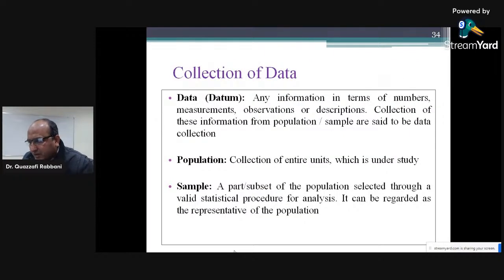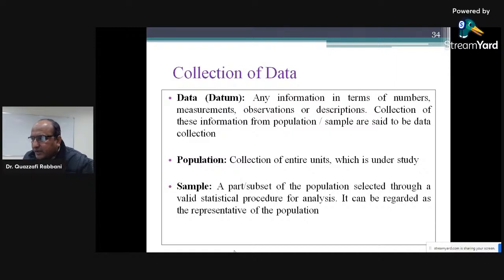Now we are coming to the main topic of statistics, that is the collection of data. So the main statistics starts from here: how the data is collected, because this is the first and most important activity of statistics, the collection of data. So first we would like to know what data is. Data, or its singular form, is datum. Data is actually the plural form, and datum is the singular form.